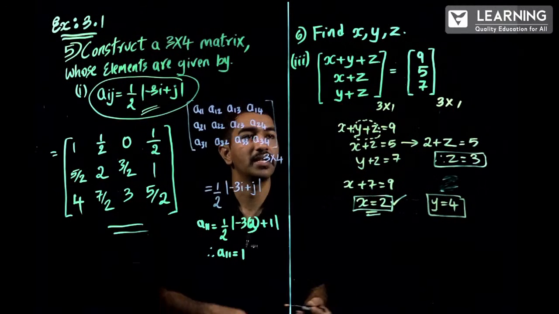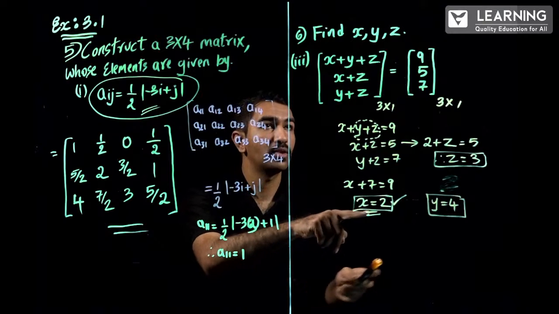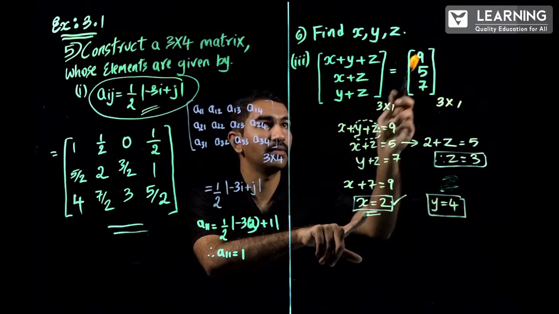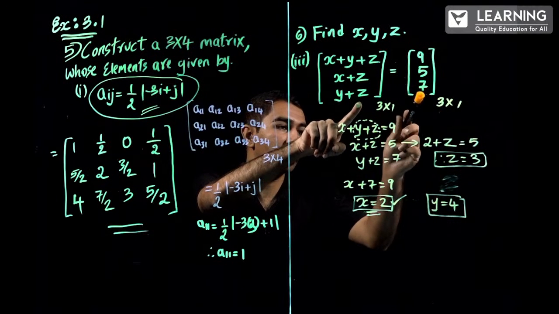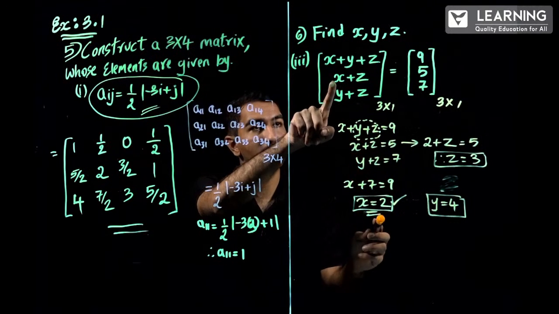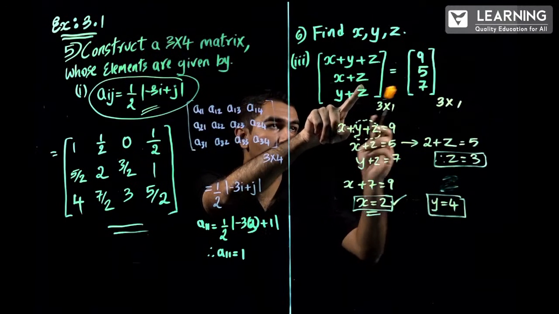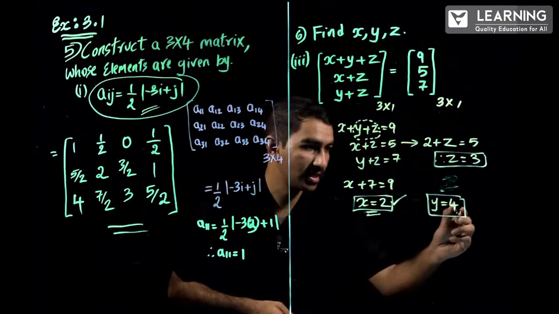Check whether the equations are getting satisfied. x is 2, y is 4, 6. 6 plus 3 is 9. We are getting that. y is 4, z is 3, so we are getting 7. That is also right. x is 2, z is 3, 2 plus 3 is 5. So these values are right.